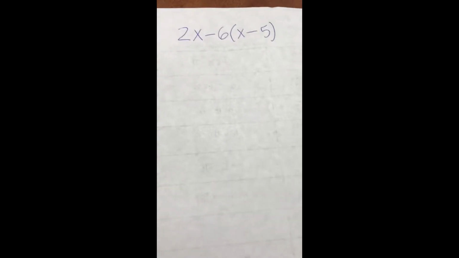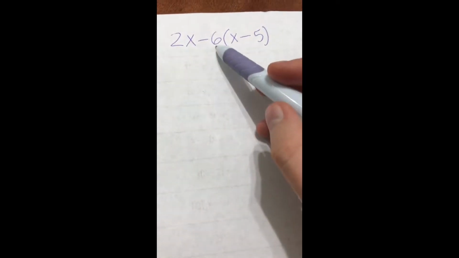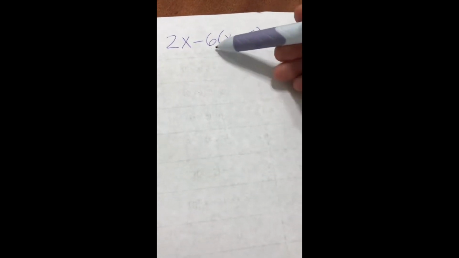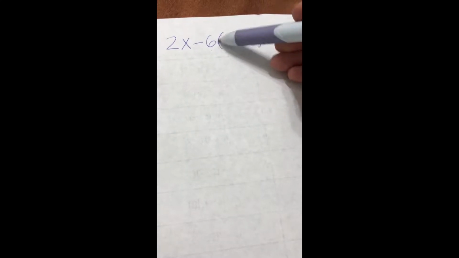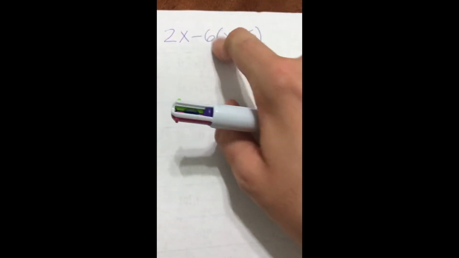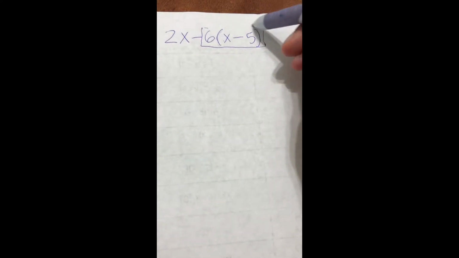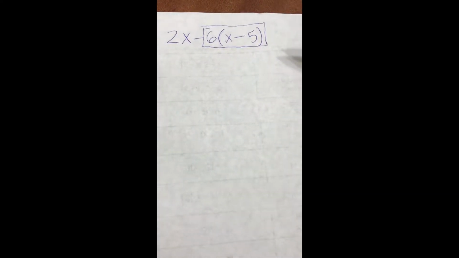Here's another type of problem we could have that we can use the distributive property to simplify. And I know I can use the distributive property because I have a number right next to the parentheses, it's touching it. When a number or variable is touching the outside of a parenthesis like this, that means multiply. So this number next to this parenthesis means that I'm multiplying this 6 times everything inside, x minus 5. Then on the outside, we have 2x minus.